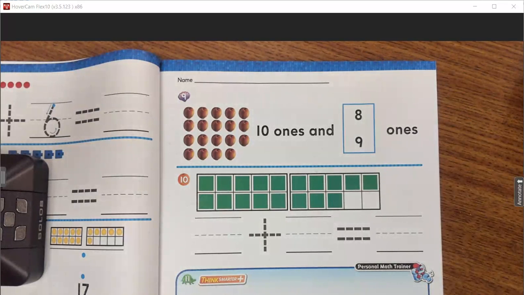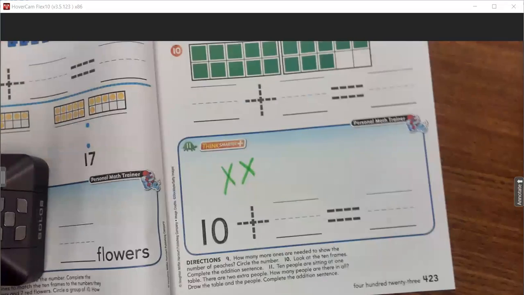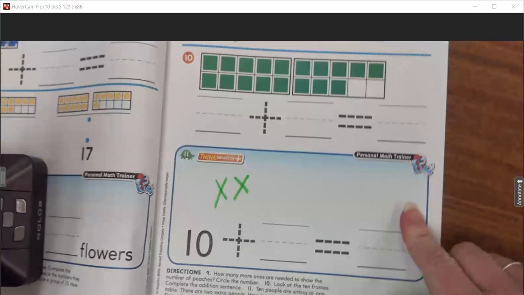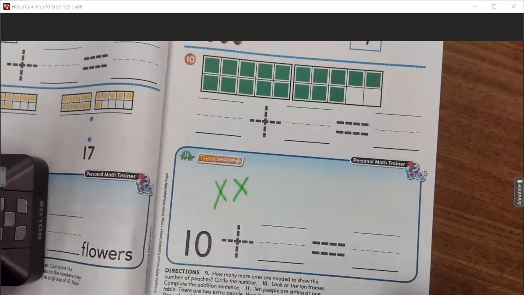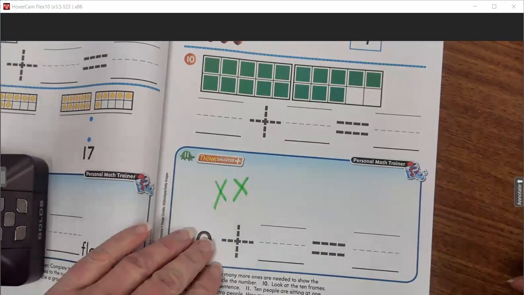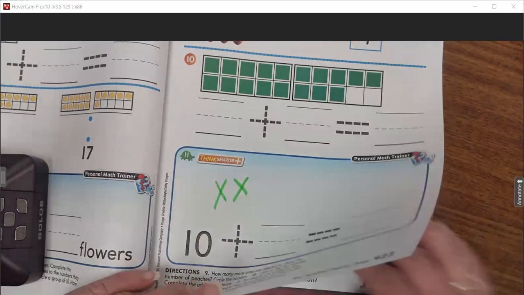Okay, and then number 11, 10 people are sitting at one table and there are 2 extra people. How many people are there in all? Whoops, sorry. 10 people are sitting at one table and there are 2 extra people. How many people are there in all? Okay, again, if I'm going too fast, make sure you pause it and take your time.